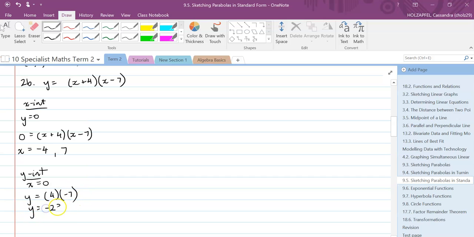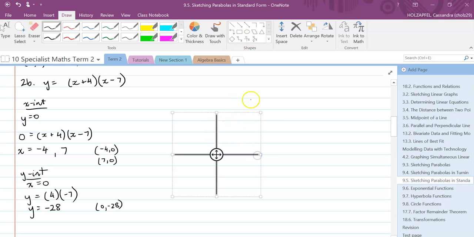And so y is going to be equal to negative 28. Okay, so what we can do now is we can sketch those points. So we've got the points (-4, 0) and (7, 0) for our x-intercepts, and then (0, -28) for our y-intercept. So again, I'm just going to draw that.